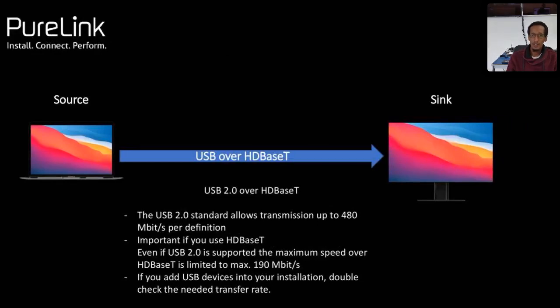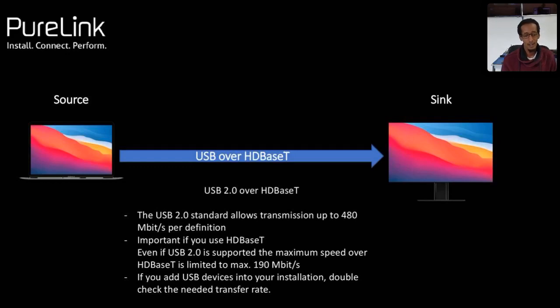As promised, USB over HDBaseT, which I mentioned earlier, is a unique topic, I would say, because here HDBaseT is supporting USB. It's supporting USB 2.0, but the USB 2.0 standard allows a transmission up to 480 megabits per second if you're connecting your USB device with a USB cable to your computer. That's the maximum transmission you can reach with USB 2.0. If you go over HDBaseT, there is a limitation. HDBaseT itself supports USB 2.0 and all those features which are coming with USB 2.0, but the maximum speed is limited to 190 megabits.